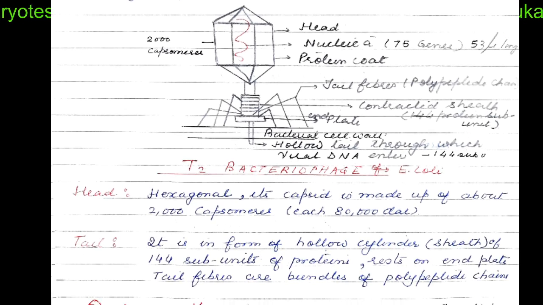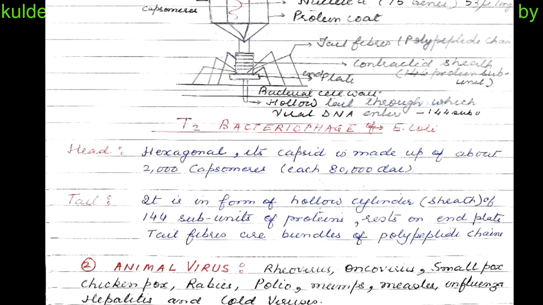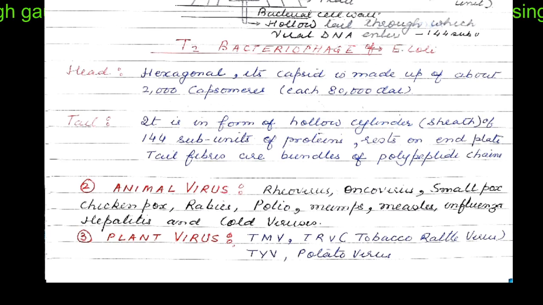The head part is hexagonal, as you can see in the plate. Its capsid is made up of around 2,000 capsomeres, each of around 80,000 Daltons. The tail is in the form of a hollow cylinder. Around 144 subunits of proteins are there in it. It rests on an end plate, and tail fibers are a bundle of polypeptide chains, probably meant for anchorage on the cell wall of the bacteria.